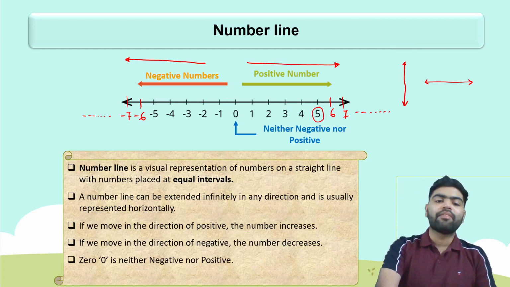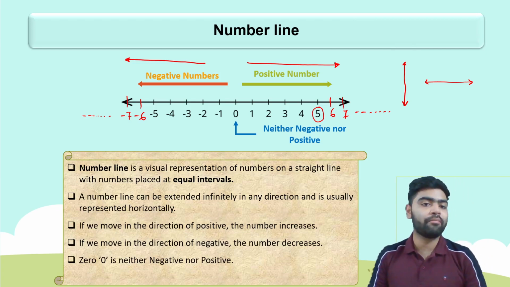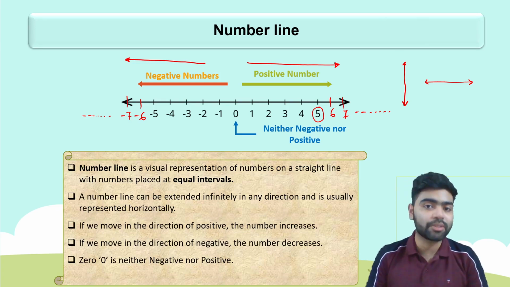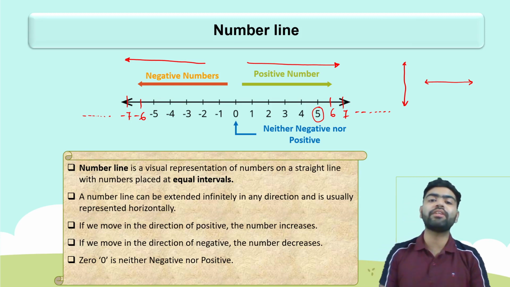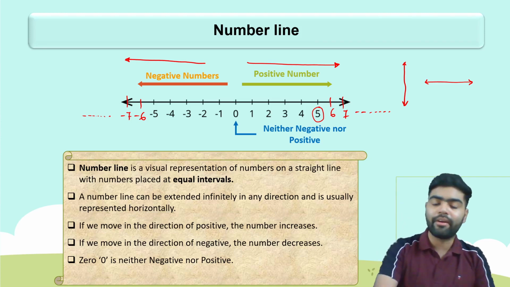Okay, so now 0, which is in the middle of the number line, you have to remember, if somebody asks you to tell whether 0 is a positive number or a negative number, what should be your answer? Your answer should be that 0 is neither a positive number nor a negative number. Okay, all right, so that will be some of the concepts related to integers over here.